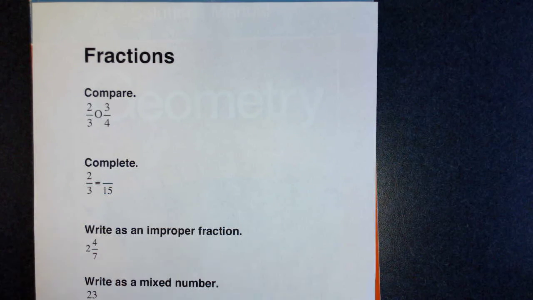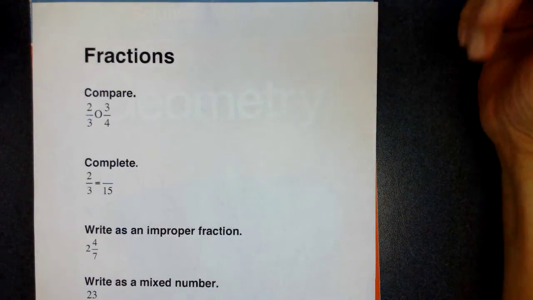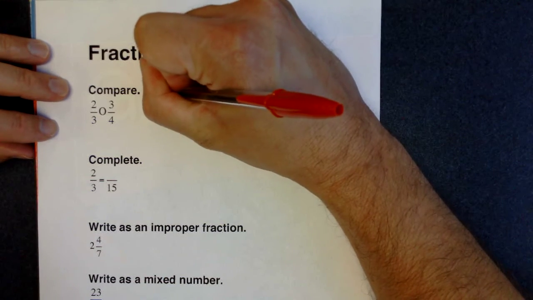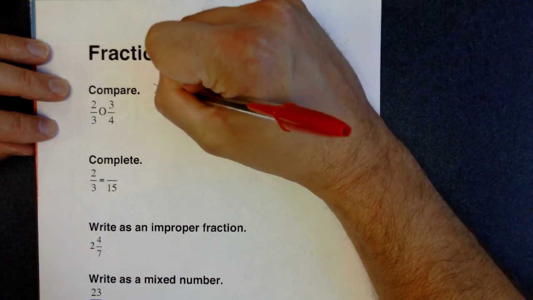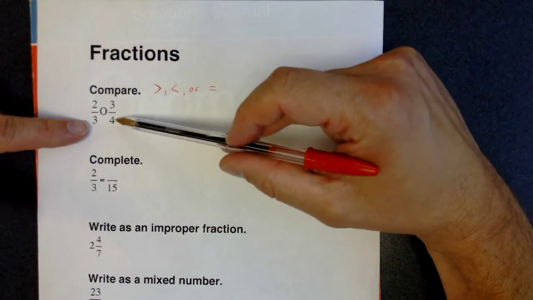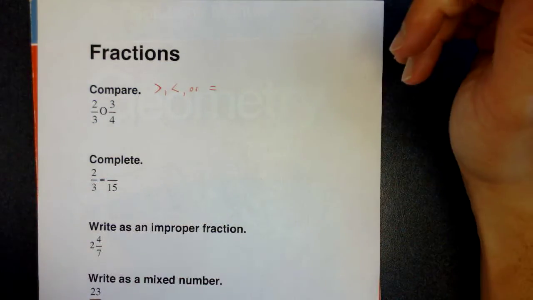Today we're going to begin our fractions unit, and there are 4 different types of things we're going to do with fractions today. The first one is where they have us compare fractions. And when they ask us to compare, they want us to compare them using a greater than, less than, or equal to sign. What we're going to do is take these fractions and figure out which one's bigger, which one's smaller, or if they're equal to each other.